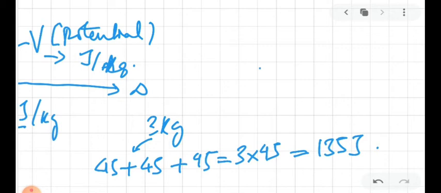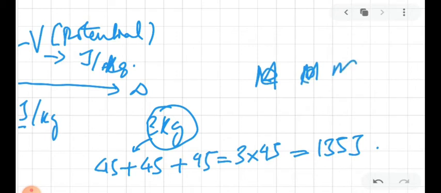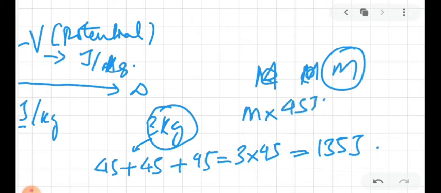Whatever the mass, here I used 3 kilograms as an example. The mass could be a random number m. So if you had m kilograms of mass, then you would require m times the value of the potential at that point, right? So it is like 45 joules per kilogram. That much energy is required to unbound it.